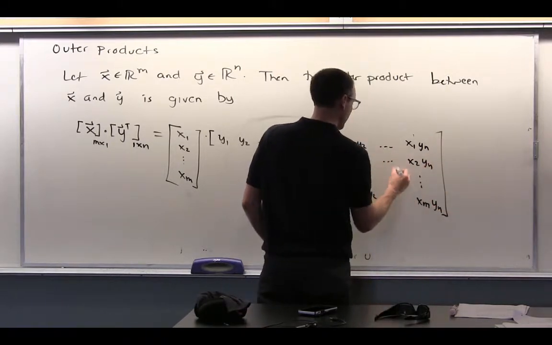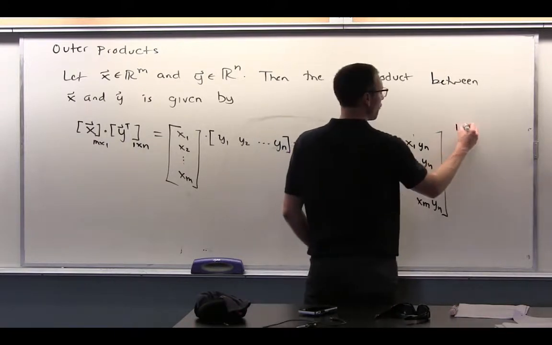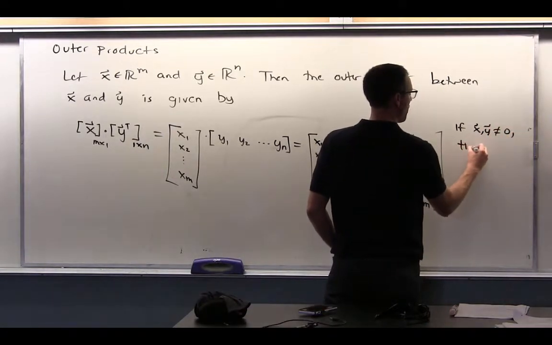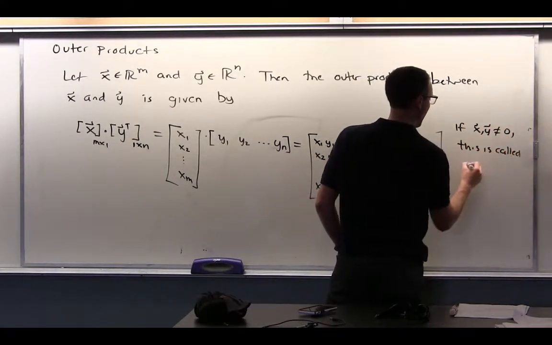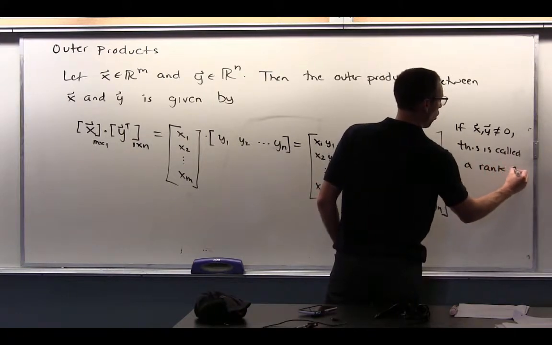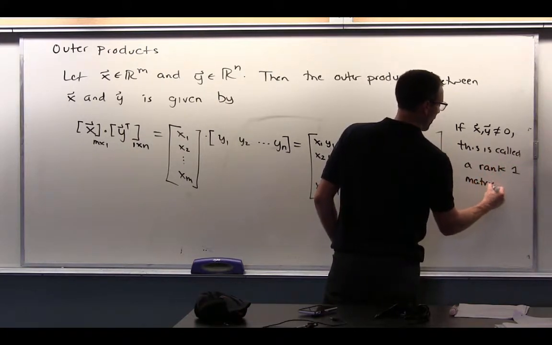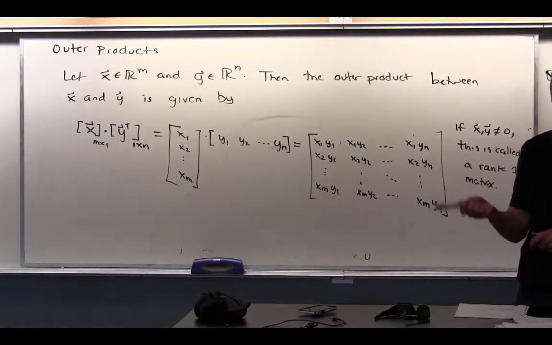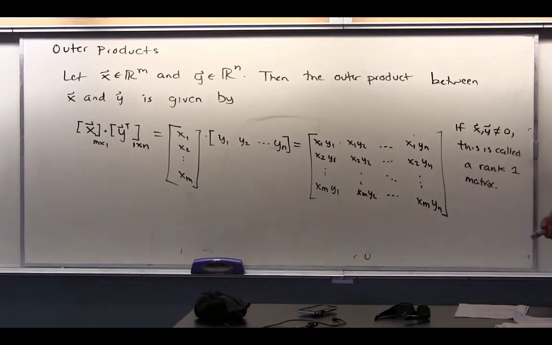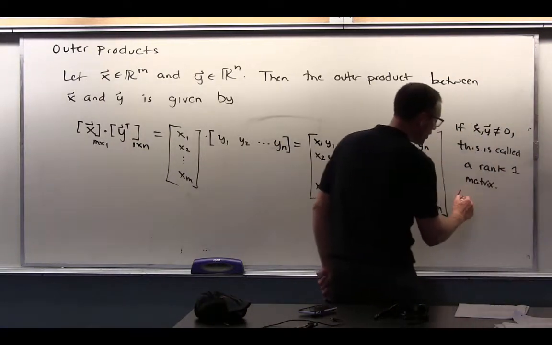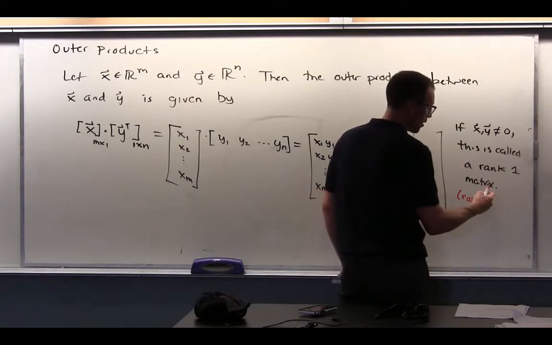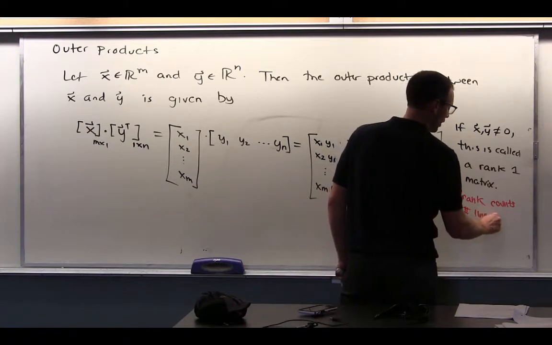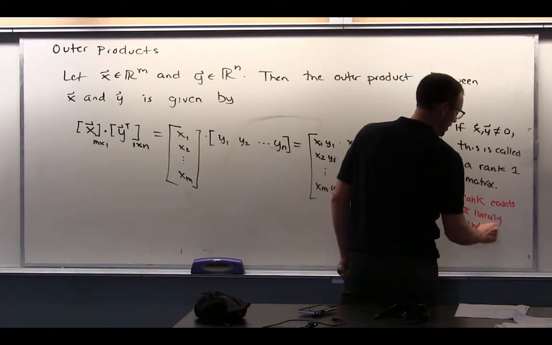All right, I'm going to say this. If x and y are not the zero vectors, this is called a rank 1 matrix. And the way to think about this is rank counts the number of linearly independent columns of a matrix. So we're going to get there later in the quarter. That's one way to think about rank. Rank counts the number of linearly independent columns.